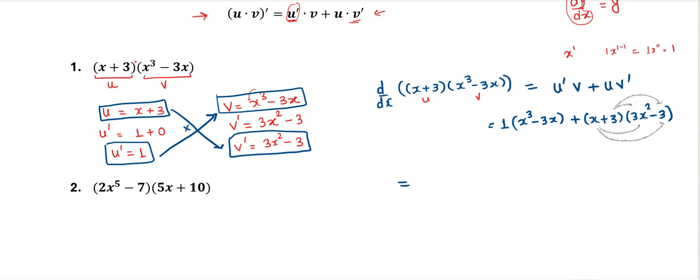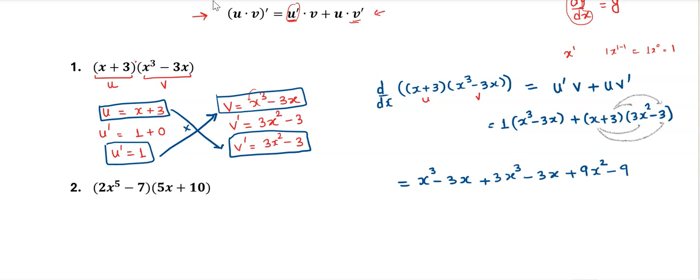1 multiplied by anything is the same. x cube minus 3x plus. When you multiply x with 3x square, it gives you 3x power 3, and minus 3x plus 3 times 3, 9x power 2, and plus 3 minus 3 gives you minus.